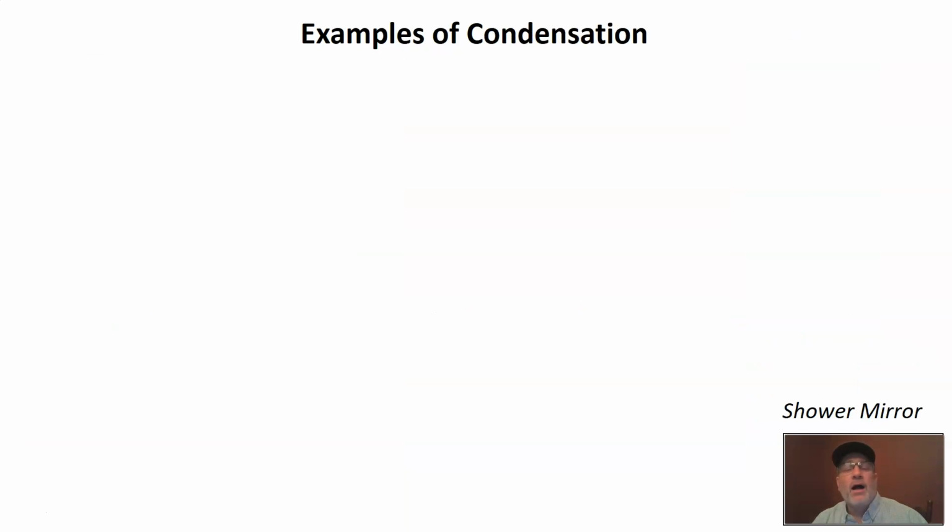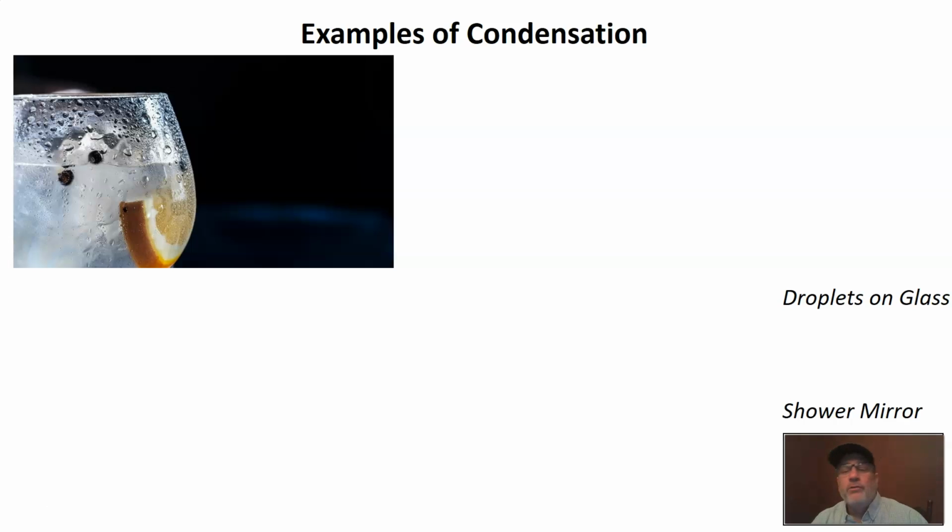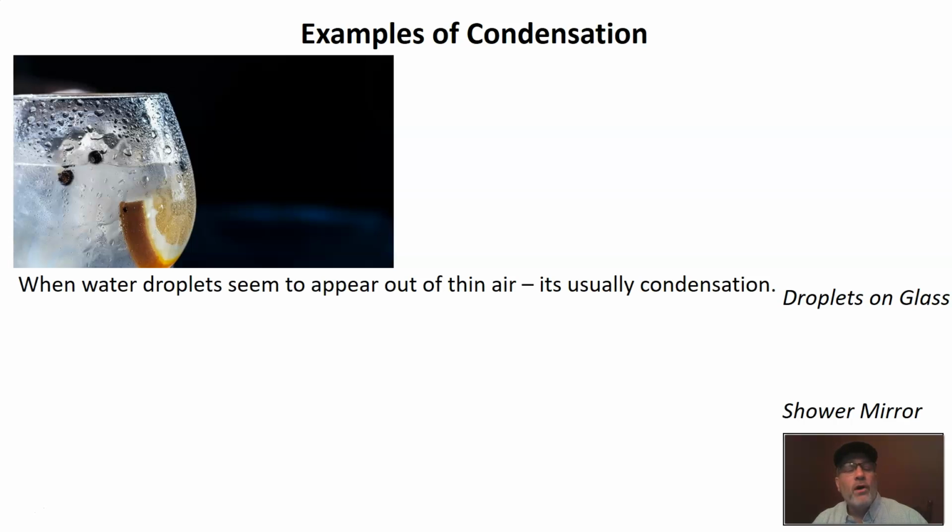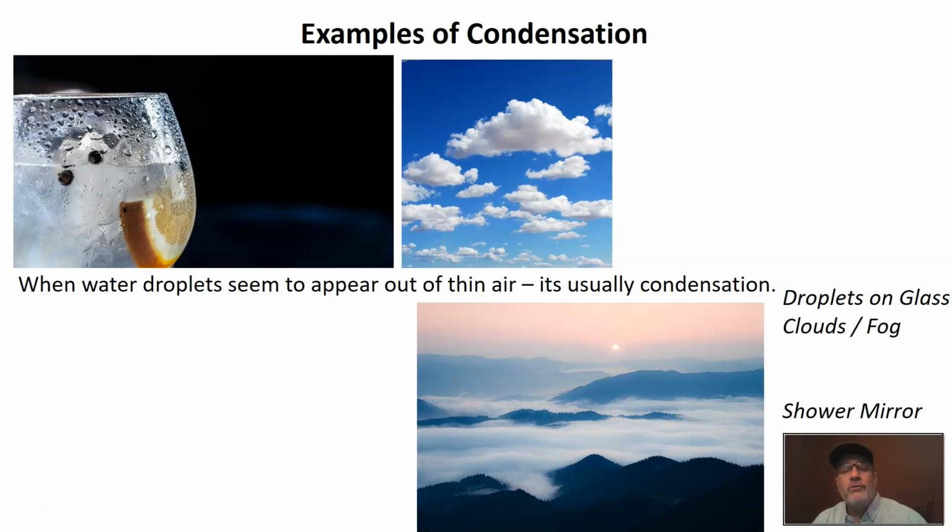Let's look at some examples of the opposite, which is condensation. You've undoubtedly seen droplets form on the outside of a glass that has ice in it. That's an example of water vapor in the air being cooled down and turning into liquid water. So the key for condensation is if water droplets seem to appear out of thin air, it's usually condensation. Clouds and fog, those are massive changes from a gas to a liquid. And remember that clouds and fog are tiny water droplets. So these are both examples of condensation.